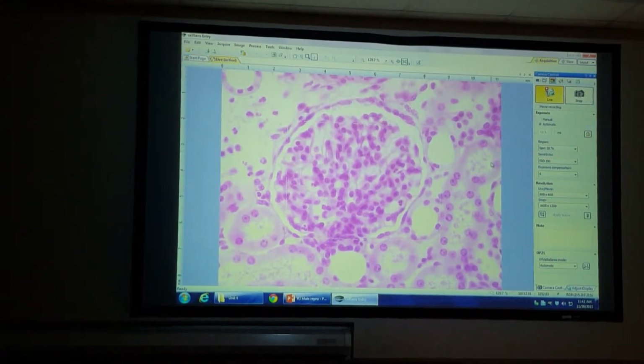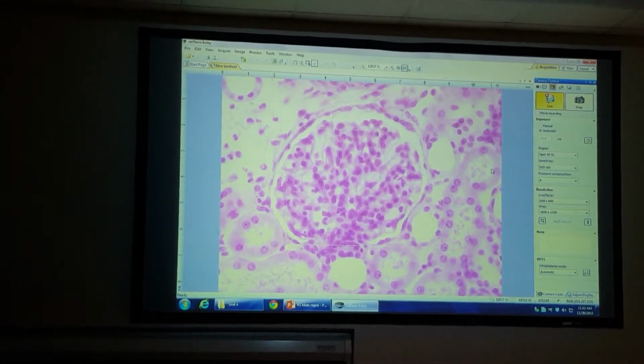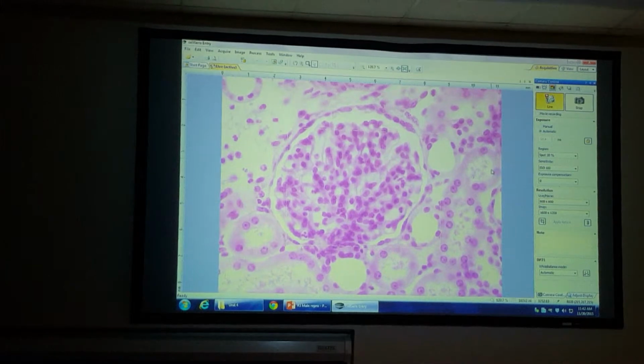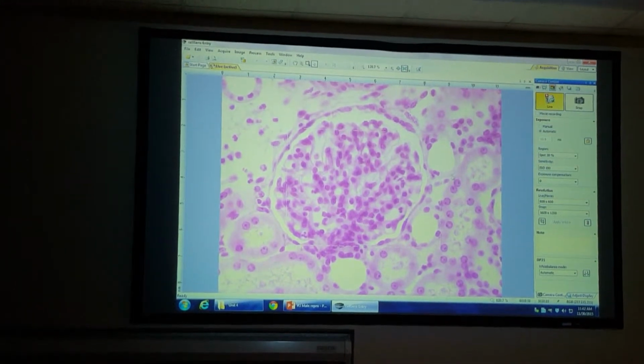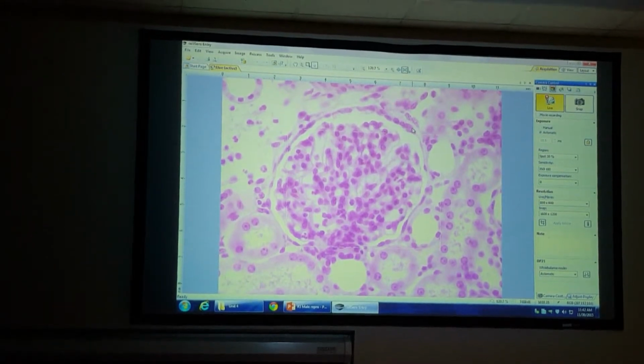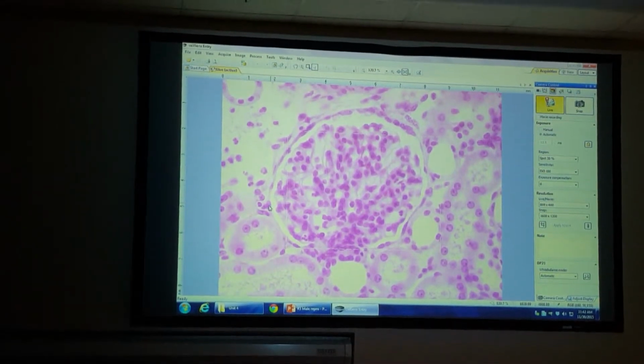All right, so what layer of the kidney am I in now? The cortex. How do you know? Renal corpuscle. I'm in the renal cortex because I see a renal corpuscle, right? There's a big renal corpuscle. All the way from here, all the way across to here is a renal corpuscle.